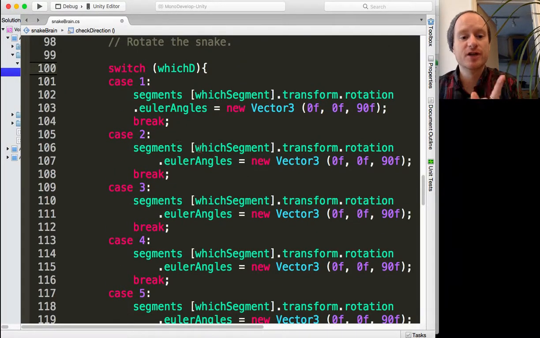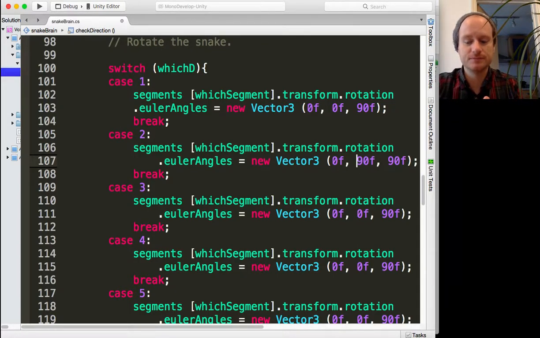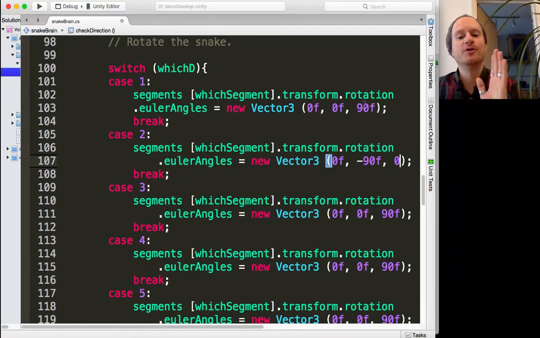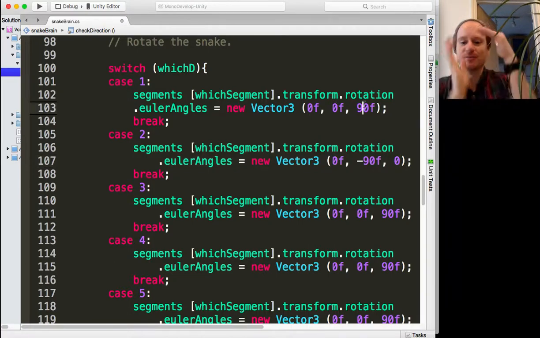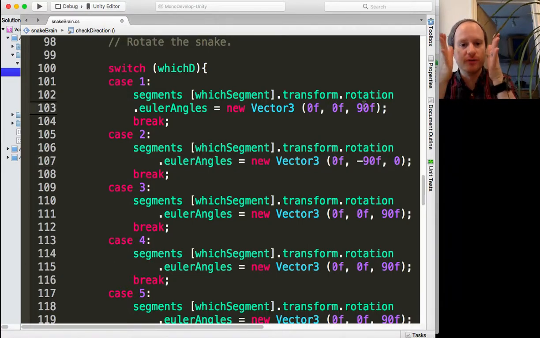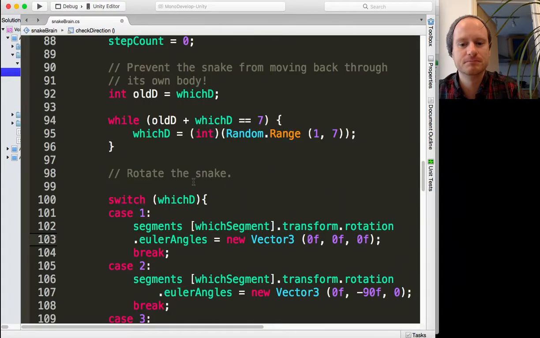Okay, so direction 2 is moving left, so that's rotating negative 90 on the y-axis. I've just seen a mistake. I'm not rotating by the z-axis. The z-axis would be like this. If you're going forwards, it's still the y-axis, but you're going 0. It's basically 0, 0, 0, 0. It's just the identity, meaning no rotation.